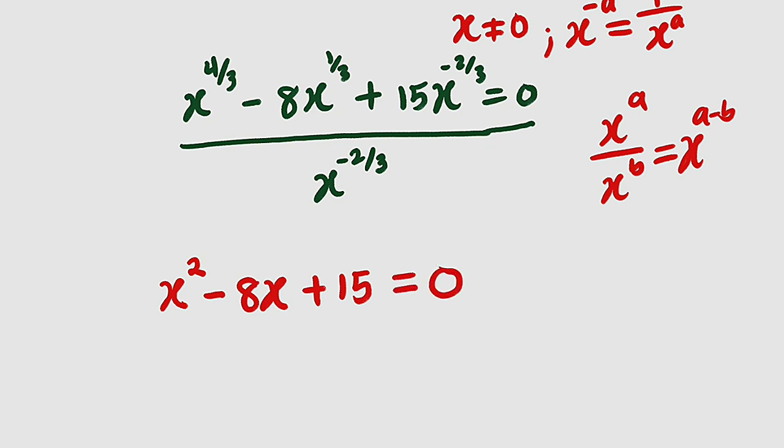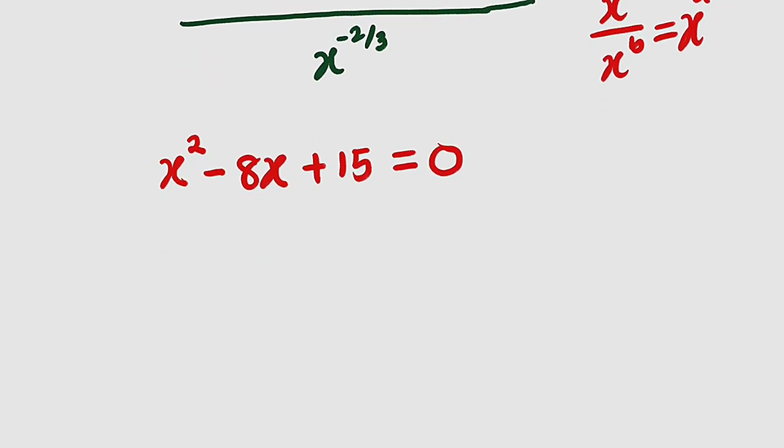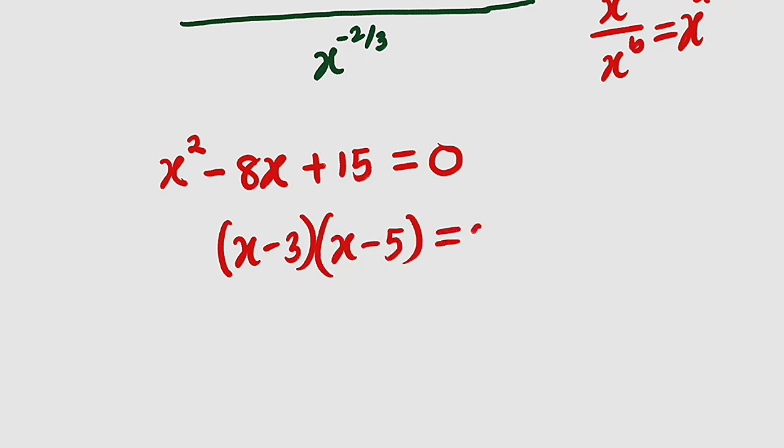So now we have a nice quadratic equation, which can also be factorized. Let us think of two numbers that can be multiplied to get positive 15. And when you add them together, you get negative 8. And the numbers are negative 3 and negative 5. So we have x minus 3 multiplied by x minus 5 equal to 0.